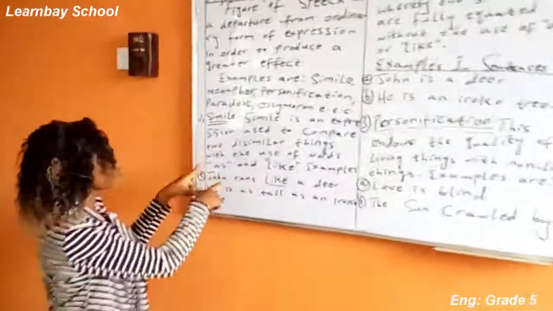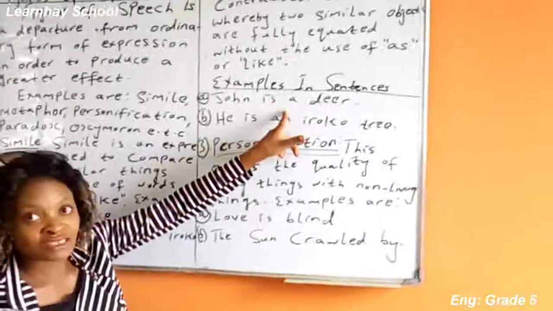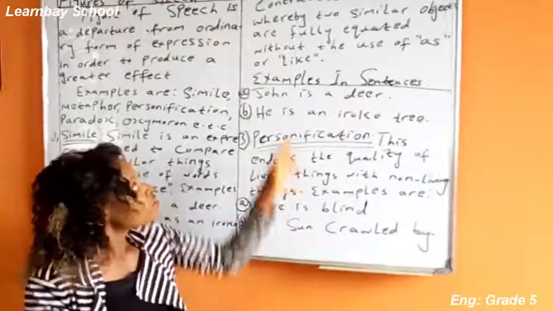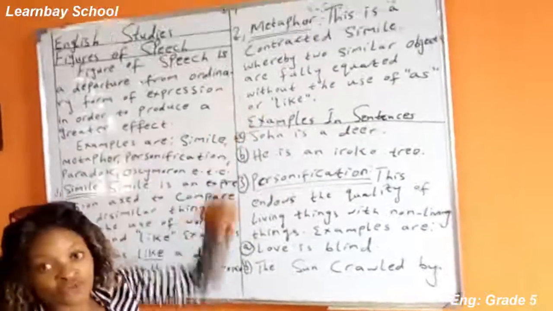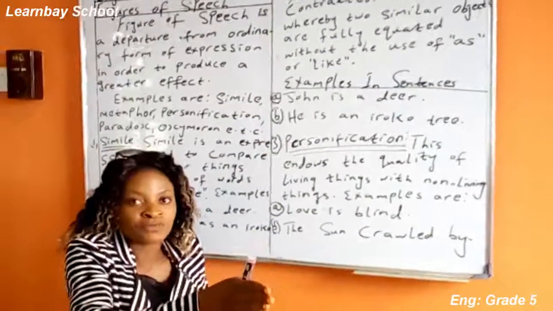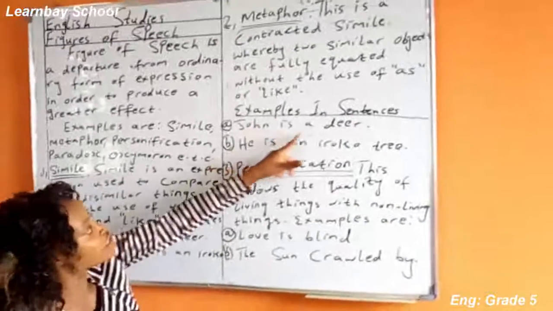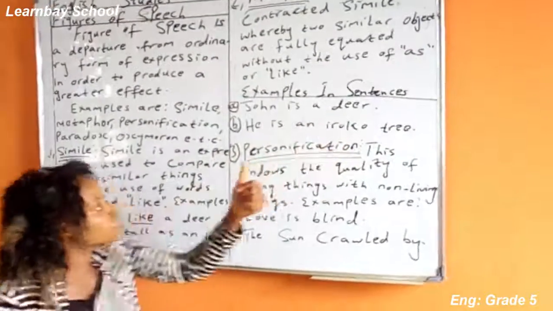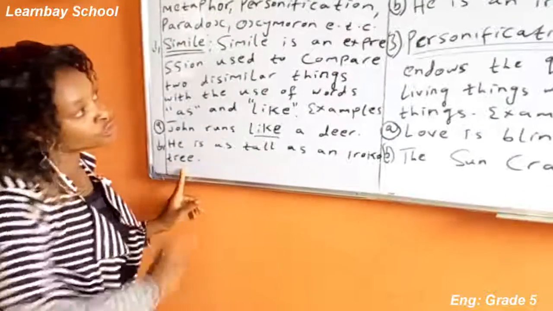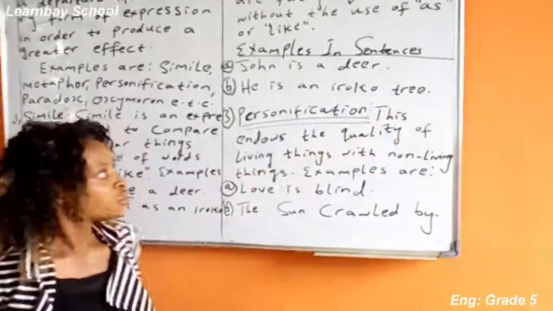Here we said John runs like a deer, but in metaphor we remove the "like" and say John is a deer. You can say metaphor is a direct comparison. It does not go on and off, it's direct. Now, John is a deer, he is an Iroko tree. In simile we said he is as tall as an Iroko tree, but here we are telling you that he is an Iroko tree. Now, have you gotten that?